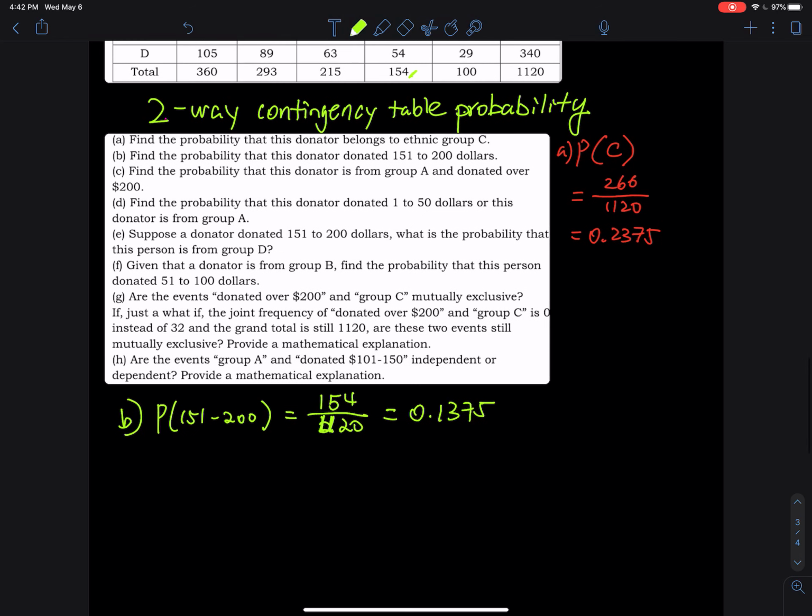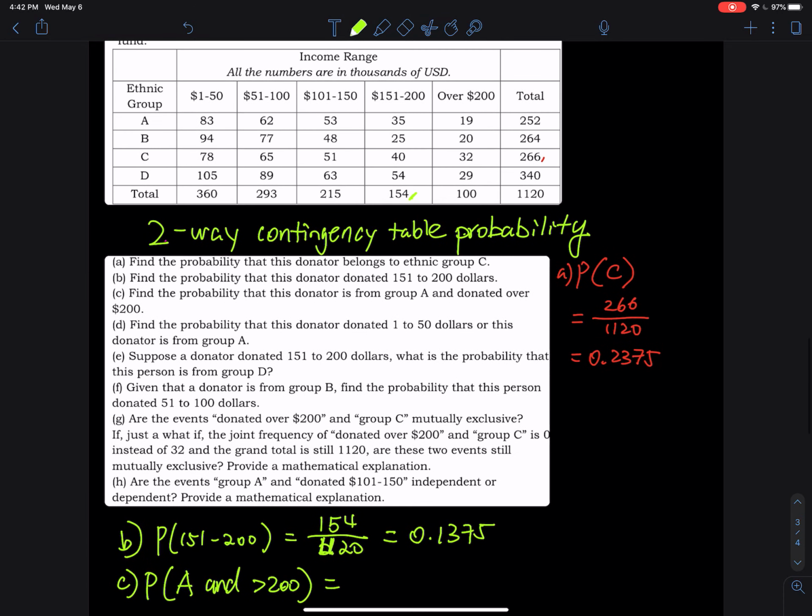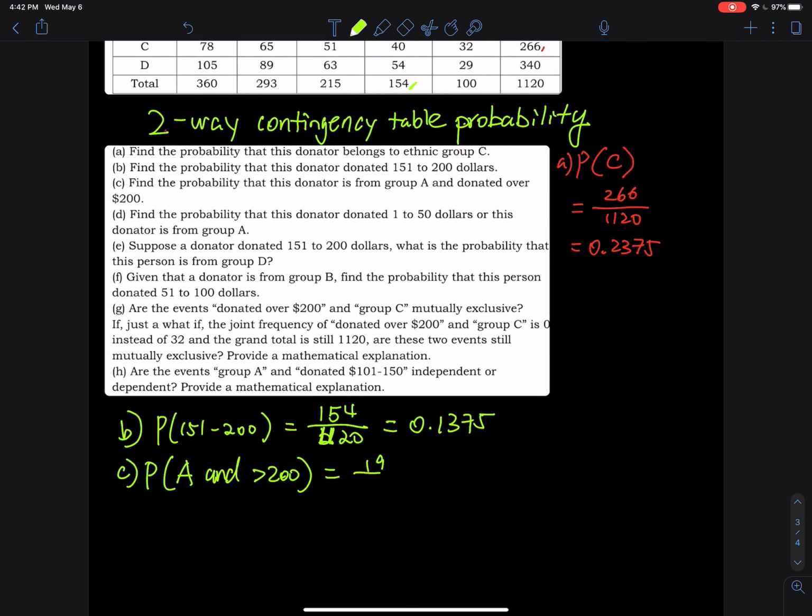All right, and then in part C, find the probability that this donator is from group A and donated over $200. So part C is from group A and over $200. This is an AND. AND means we have to look for a joint frequency. That person belongs to A and donated over $200, which is 19 over here. So that is a joint frequency. So we have 19 divided by 1120. This problem, I leave the decimal to you.